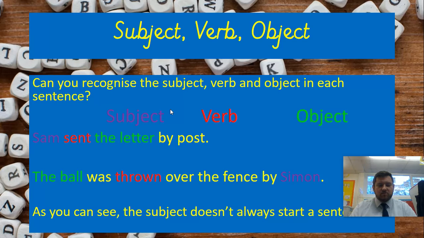The second sentence, the ball was thrown over the fence by Simon. So Simon's doing the throwing, so he's the subject. The ball is the object because it's being thrown, and the verb is thrown. Now, as you can see, the subject doesn't always start a sentence.